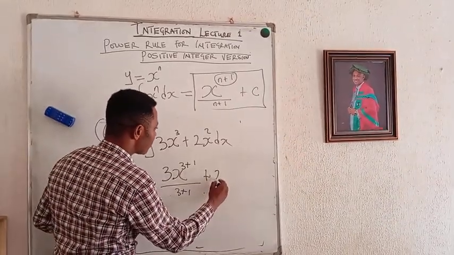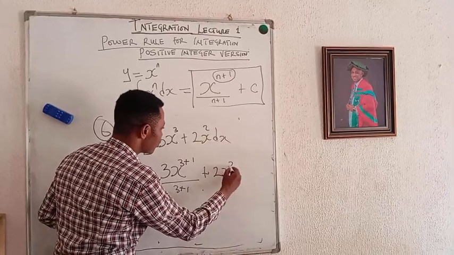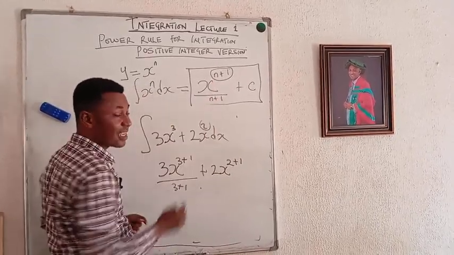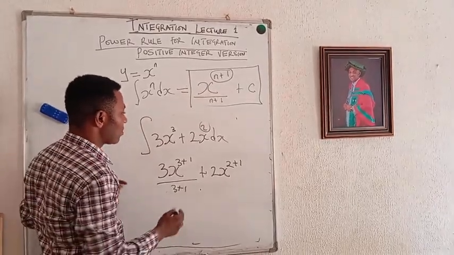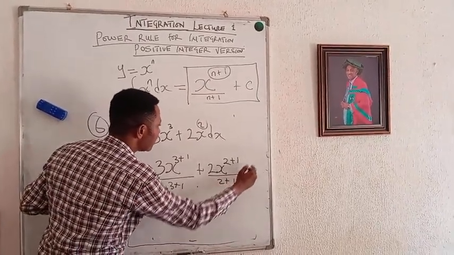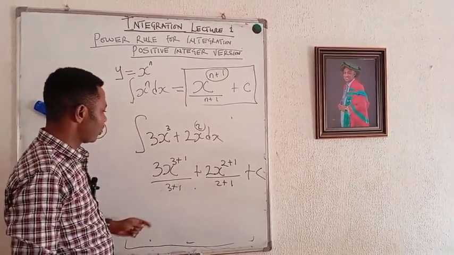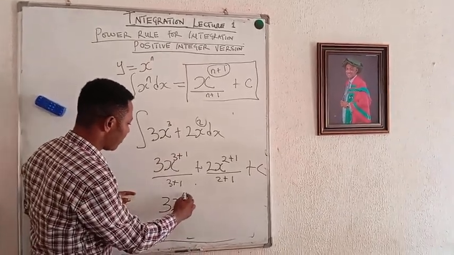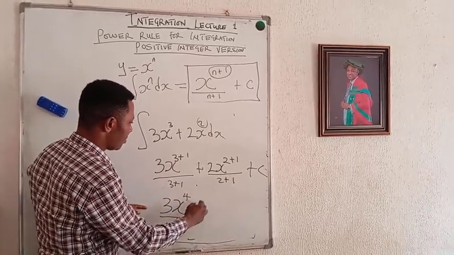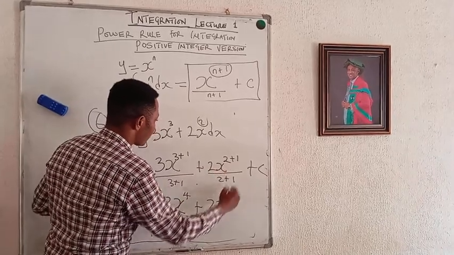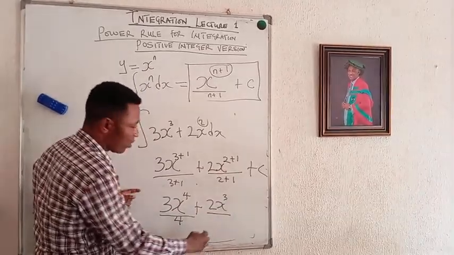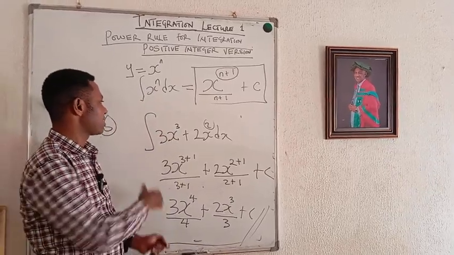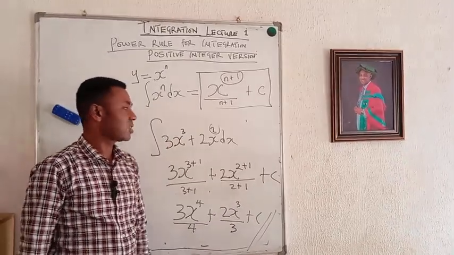Plus, this is 2x, 2 plus 1. That is, the power here is 2, and 1 is always added to the power from this rule. And all over 2 plus 1. Then plus c, where c is the constant of integration. Now we have 3x, 3 plus 1, you have 4. 3 plus 1, you have 4. Plus 2, 2 plus 1, you have 3. 2 plus 1, you have 3, plus c. And this is the result of this simple integral problem.